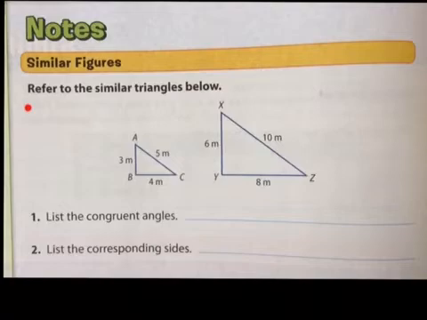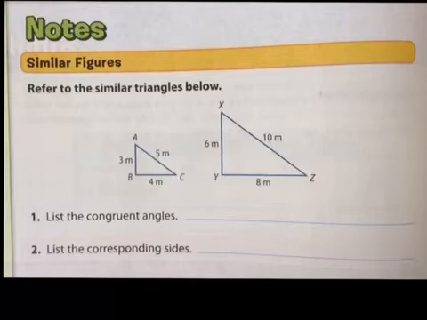Okay, on the next page, let's refer to the similar triangles below. We see that triangle ABC is similar to triangle XYZ, right? And we see here that it's proportional because 3 becomes 6. So we can see that that was doubled. This side was doubled. And then that means the 5 should become 10. And yes, it does. It's doubled. And 4, if doubled, will become 8. And yes, it is.